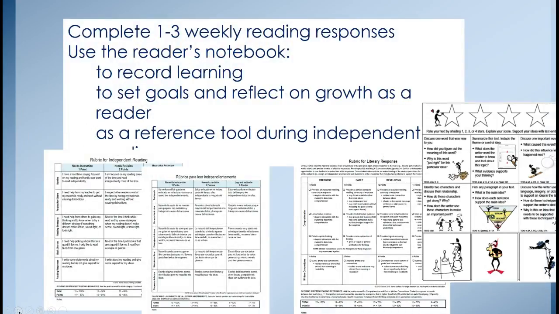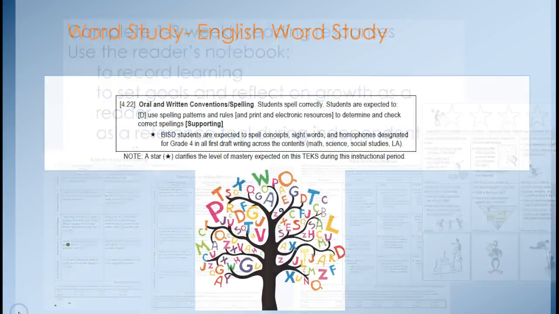All right, so once again, we still want them to complete 1 to 3 weekly reading responses using that reader's notebook to record their learning. Remember that you have a rubric that you can get a grade off of. And then you have your tic-tac-toe, which you're not limited to. It just gives you an idea about what you need to do. If you need some help with reading responses, you can shoot me an email, and I'll be glad to give you some other ways to do reading responses with your kids. And remember, you can get a grade for the independent reading rubric. This time of year would be a great way for them to think about their reading and what they're doing as an independent reader.